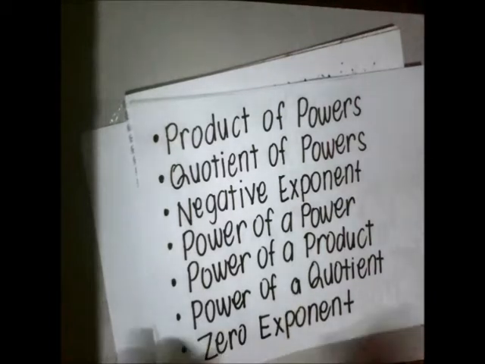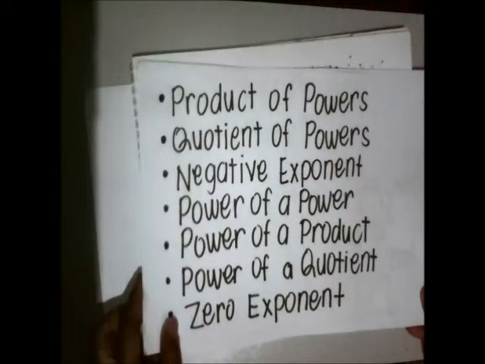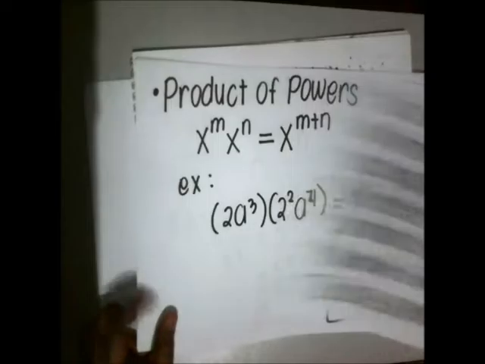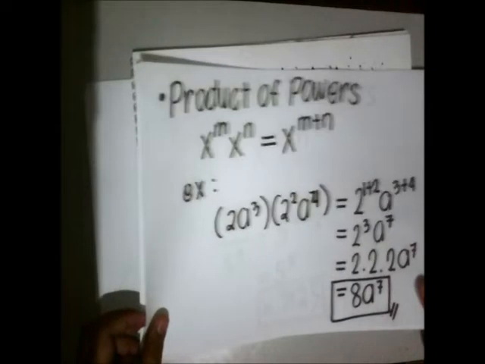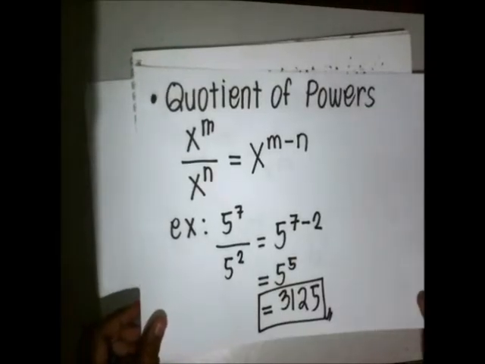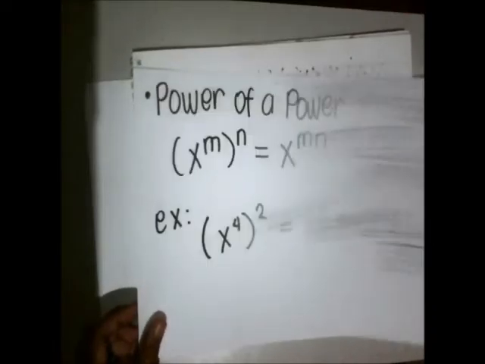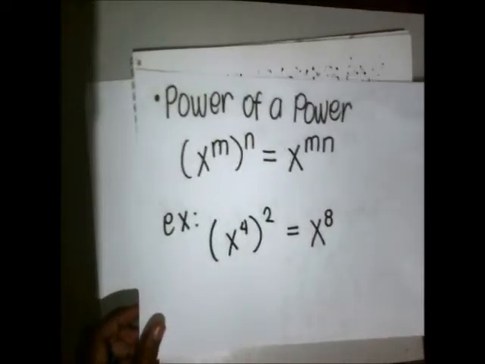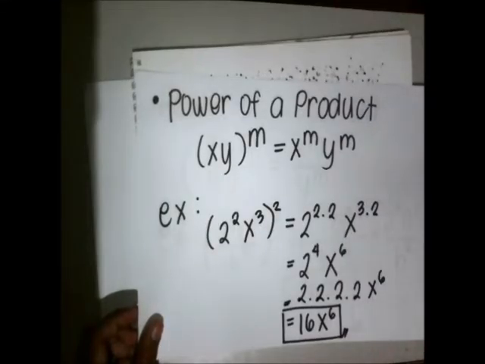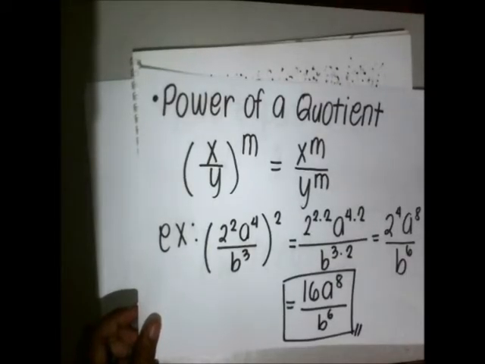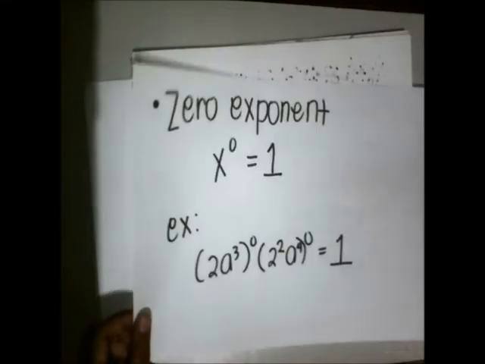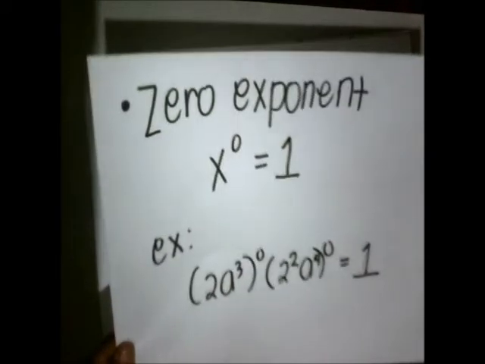This is great! You already know about the laws of exponent. First, we have product of powers. Second, quotient of powers. Third, negative exponent. Fourth, power of a power. Fifth, power of a product. Sixth, power of a quotient. And lastly, we have zero exponent. Take a look again to these laws of exponent.